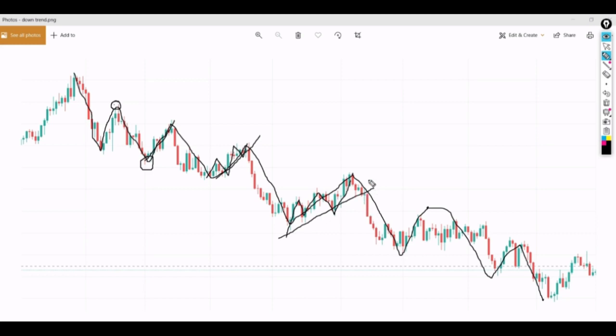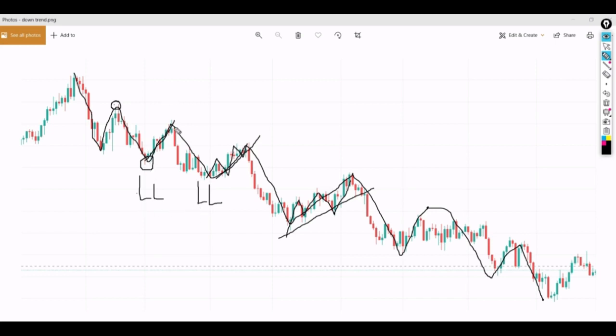So when the market's going down, okay, we have lower lows. So this low is lower than this low, okay? And this low right here is lower than this low. So we call these lower lows, okay?